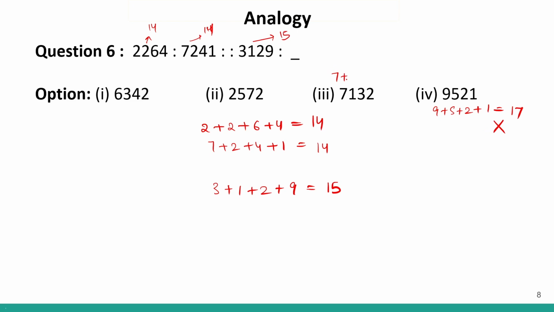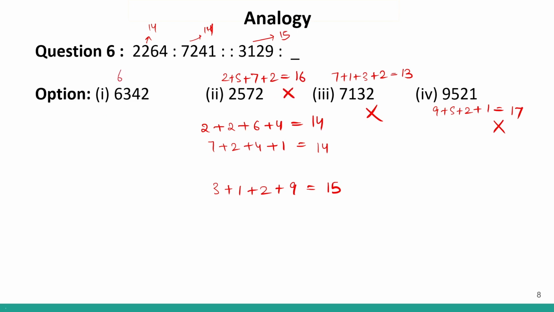Option number 3, 7 plus 1 plus 3 plus 2. So this is 8, 9, 10, 11, 12, 13. So the sum is 13. So this is also not the answer. Option number 2, 2 plus 5 plus 7 plus 2. So 5 plus 2 is 7, 7 plus 7 is 14, 14 plus 2 is 16. So this is also not the answer.